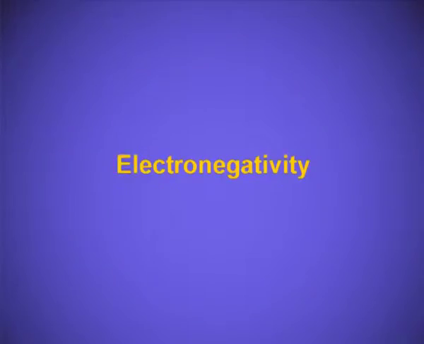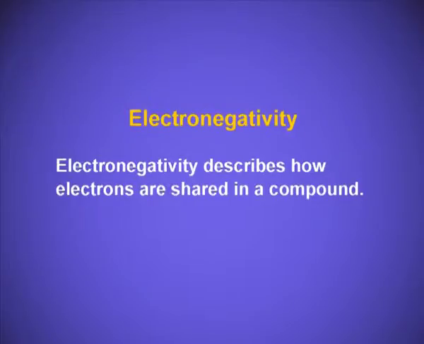The next and the last property is electronegativity. Electronegativity is the tendency of an atom to attract the shared pair of electrons towards itself when it is in the bonded state. It is a very general property and it cannot be measured. An element can have a different value of electronegativity depending upon which element it is bonded to. It cannot be measured, it is a general tendency. Electronegativity describes how electrons are shared in a compound.